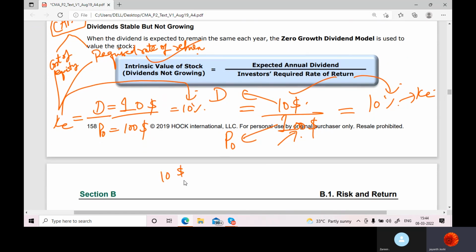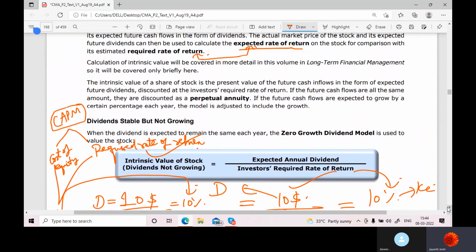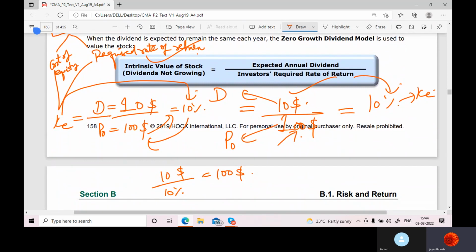Now let's interchange the things. $10 is my dividend. I'll just bring it here and take that there. Divided by 10% will again give you the stock price. That's the same thing. You can just have a look through this. I'll move forward.